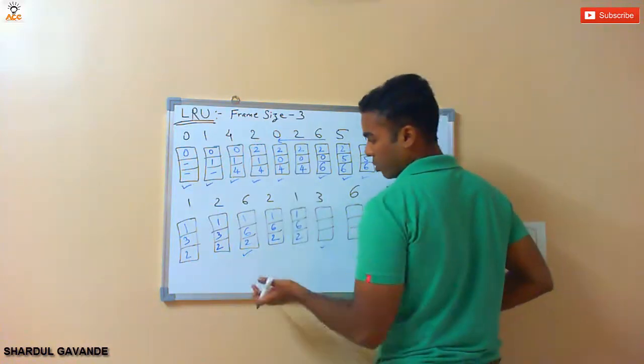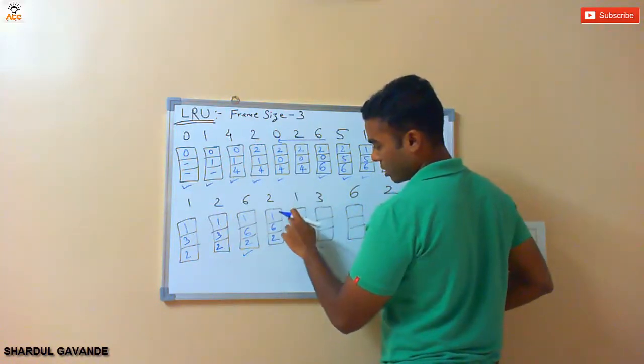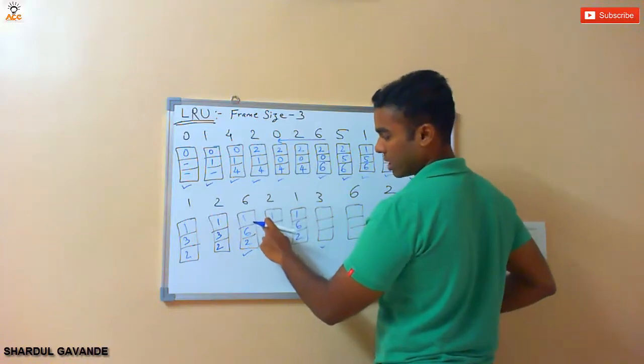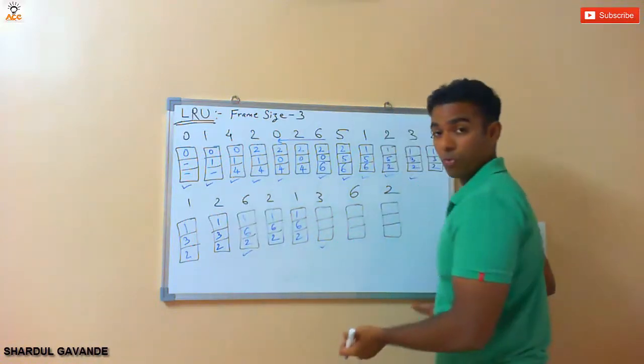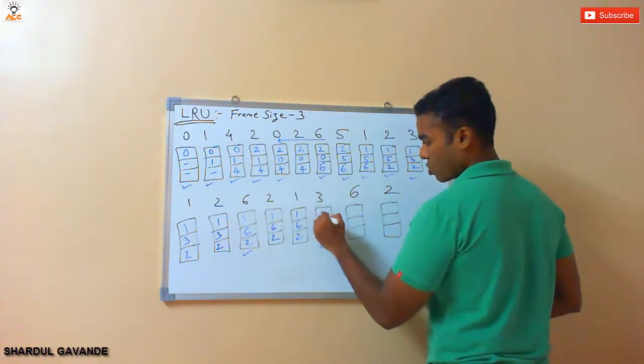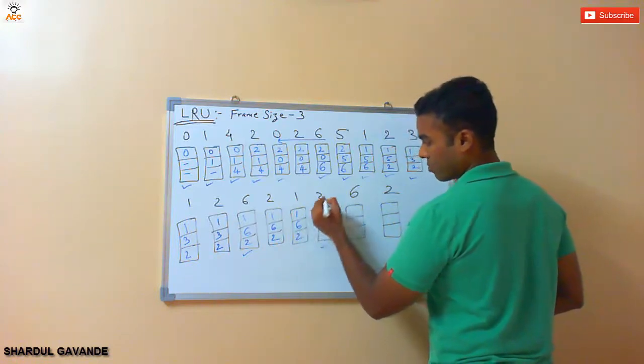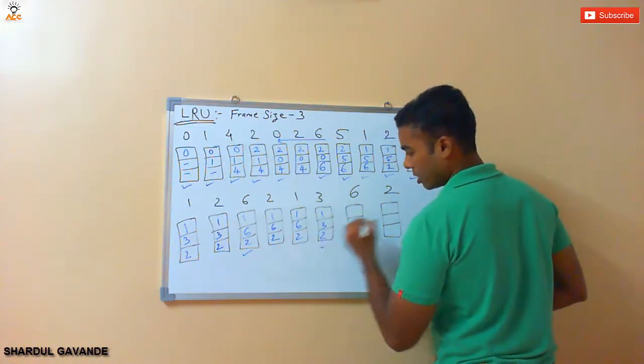So 1 has been used. Which to be replaced? 1 has been recently used. 2 has also been recently used. Number 6 has not been used for a long time. So replace 6. So replace 6 with the next number, which is 3, and here 2.